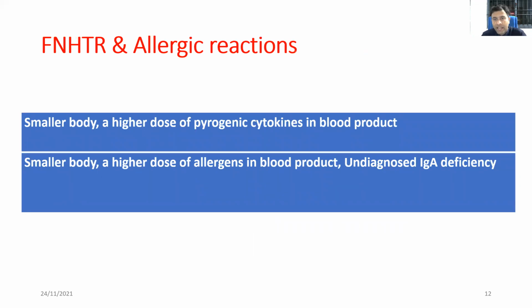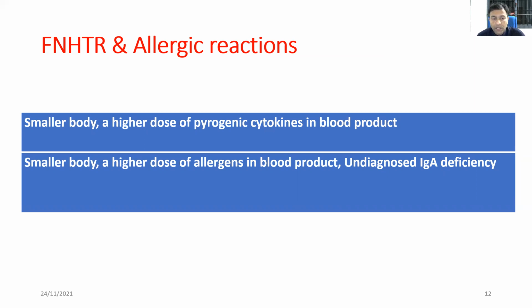FNHTR and allergic reactions are by far the most common transfusion reactions, even in neonates and pediatrics. Why is it so? Probably because of their smaller body. We all know that a higher dose of pyrogenic cytokines in the blood product matters; it is usually dose dependent. The more cytokines in the blood product, the more will be the chances of a reaction. That's why we all say that febrile non-hemolytic reactions can actually be reduced by reducing the flow rate.